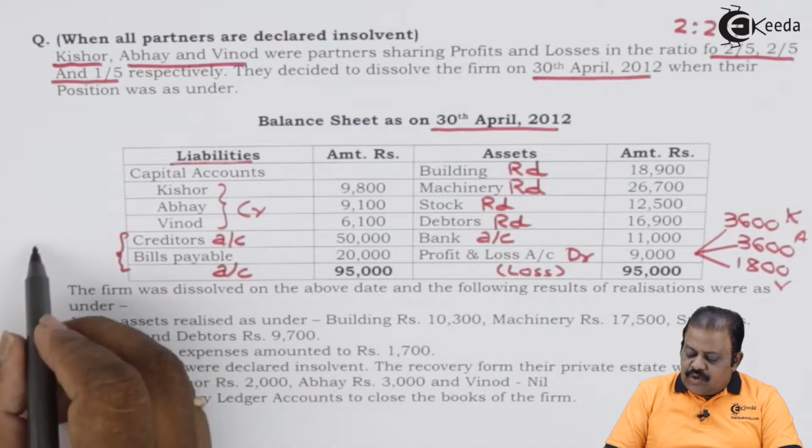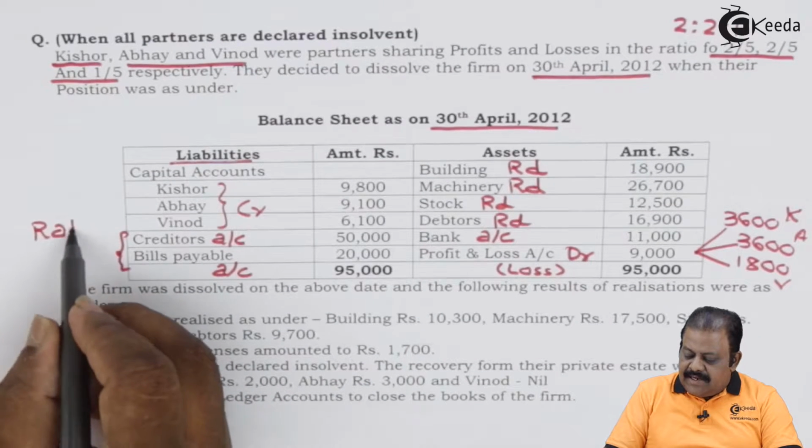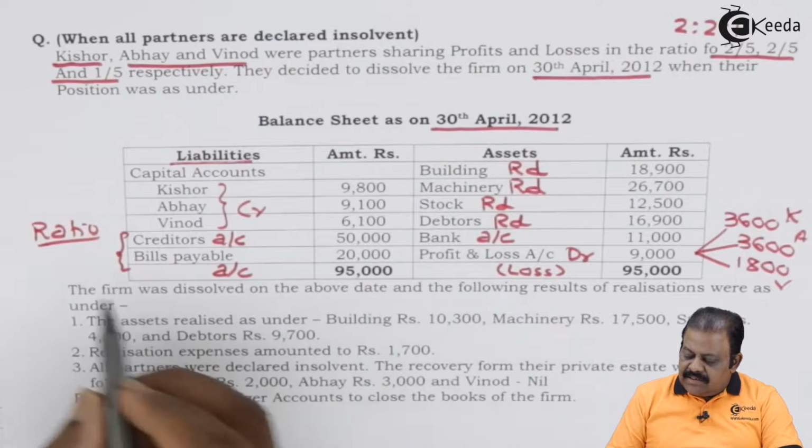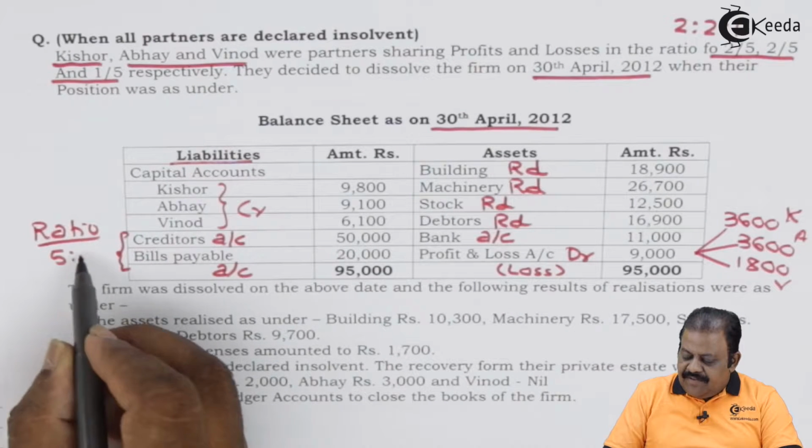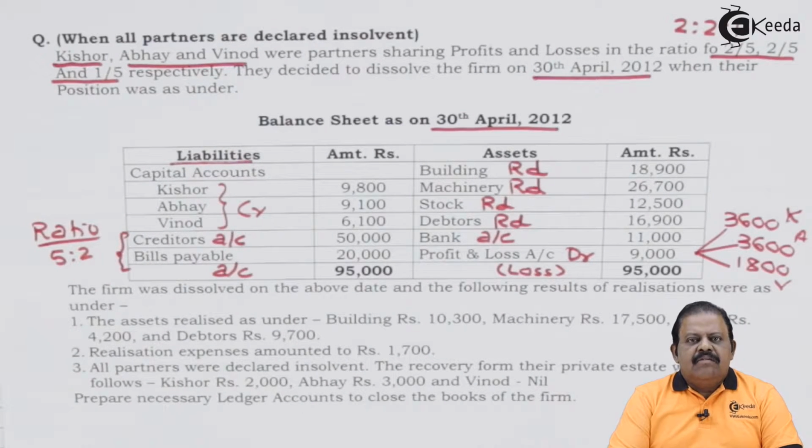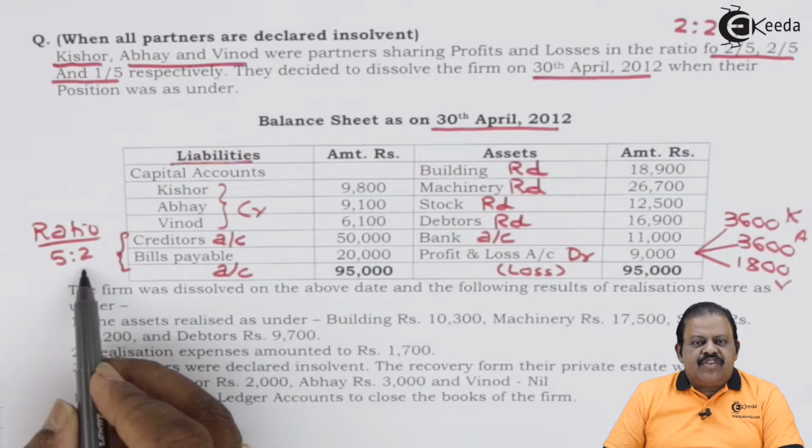If we see the ratio of these liabilities, it is 5:2. Why is this ratio required to be considered? Whatever amount the firm has to settle the liabilities will not be sufficient to pay the entire liabilities. Therefore, liabilities will be settled proportionately with available cash. Therefore, this ratio will be used, 5:2.